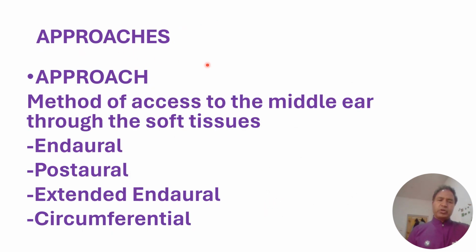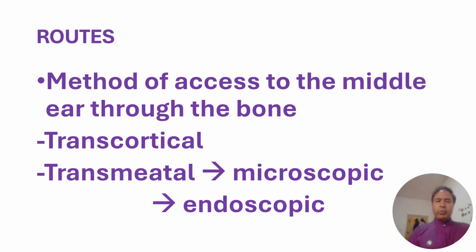What are the approaches to the middle ear? Method of access to the middle ear through the soft tissue. We go through the soft tissue, and the approaches are endaural, postaural, extended endaural, and circumferential. So four approaches. What are the routes to the middle ear? The method of access to the middle ear through the bone. These are transcortical and transmeatal. We go through the bone, transcortical. We go through the meatus, transmeatal. Transmeatal is microscopic and endoscopic.